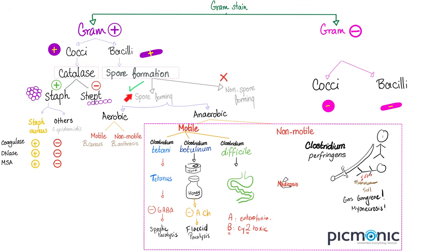Let's talk about the spore-forming gram-positive bacilli. Let's go. Again, aerobic or anaerobic. The aerobic, motile or non-motile. The anaerobic, motile or non-motile. Of course, all of these bacteria will be discussed in subsequent videos. But if you want quick review right now, go to my playlist titled Medicosis Picmonic, and you will find them in a very quick review. The detailed discussion will be found in this playlist called Microbiology.